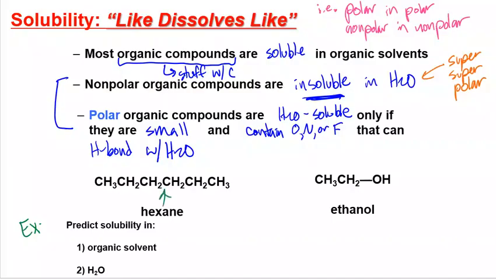So hexane, it has 1, 2, 3, 4, 5, 6 carbons and a whole bunch of hydrogens. So only having carbon-carbon bonds and carbon-hydrogen bonds, and all of those bonds being nonpolar, hexane is going to be nonpolar overall. So ethanol, notice that it has 2 carbons, but it also has an oxygen and a hydrogen.